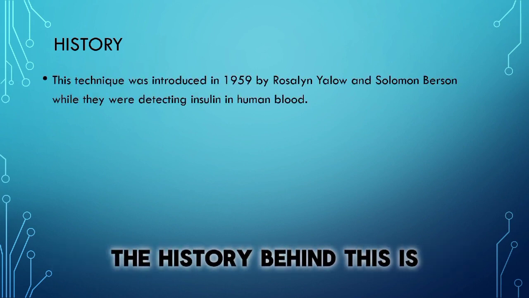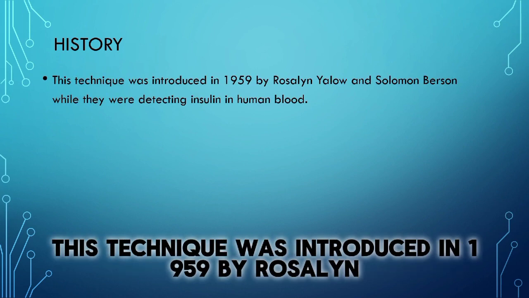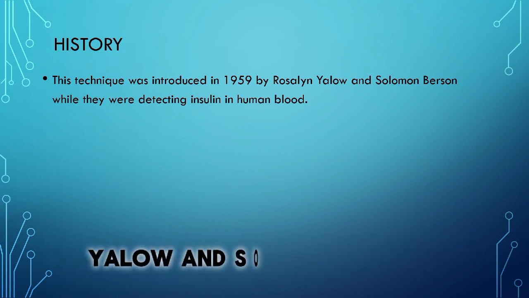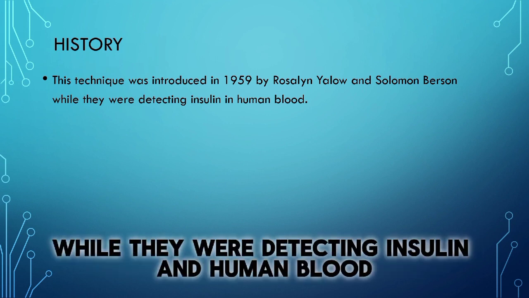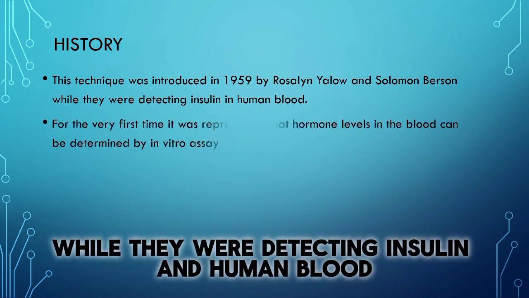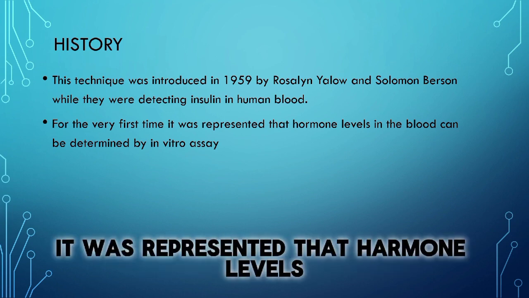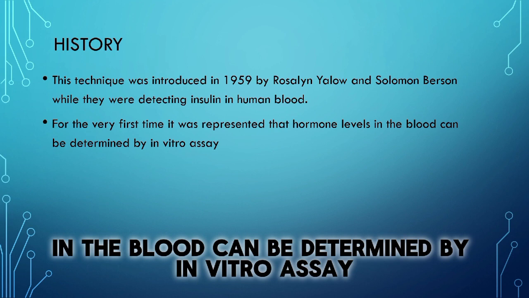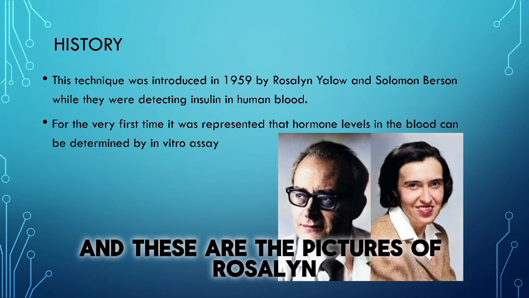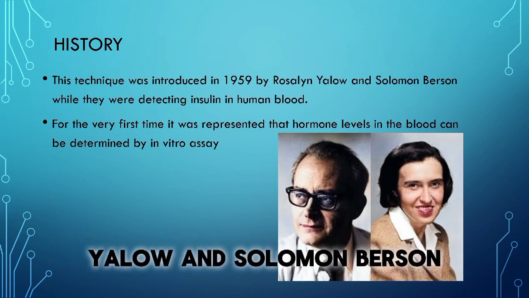The history behind this technique was introduced in 1959 by Rosalyn Yalow and Solomon Berson while they were detecting insulin in human blood. For the very first time, it was represented that hormone levels in the blood can be determined by in vitro assay. And these are the pictures of Rosalyn Yalow and Solomon Berson.